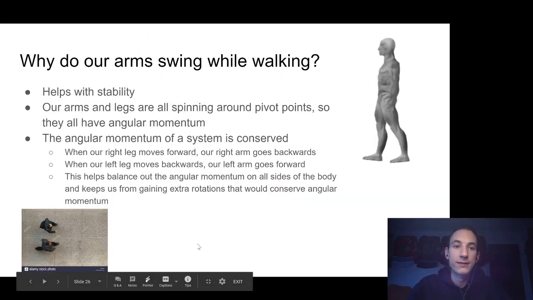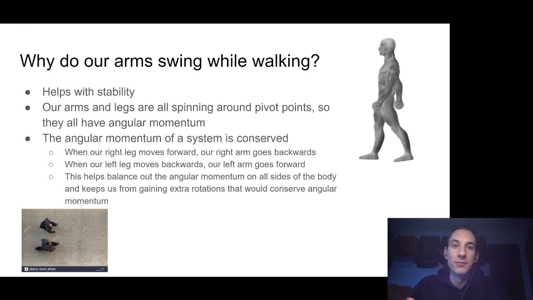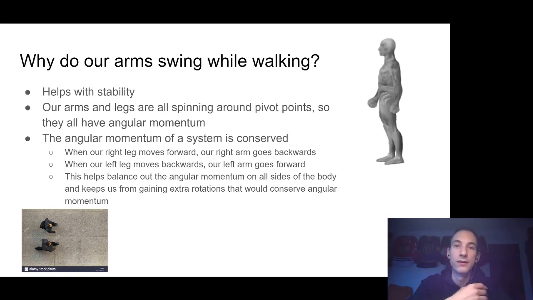And then another last few things. This is just kind of thrown in there. I didn't do that much research about it, but I just thought it was interesting. Thinking about why our arms swing while we're walking. This is really to help with stability, and this brings in the idea of angular momentum. So our arms and legs are all really spinning around these pivot points, like our joints, like our shoulders and our hips.